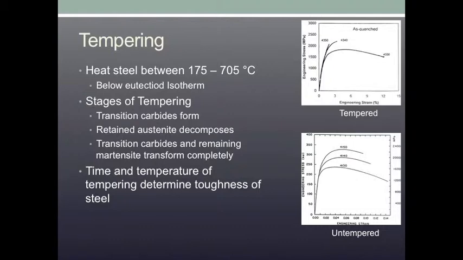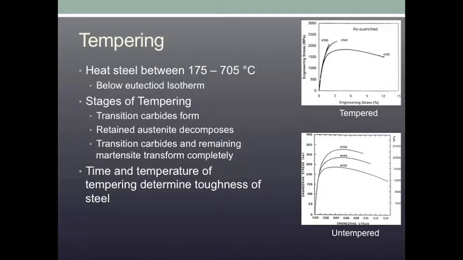Stage 1 is where the transition carbides start to form. An example of one of these would be Fe2.4C. The formation of these carbides start to occur as the steel begins to heat up. As this happens, carbon is allowed to diffuse. As the carbon diffuses out of the martensite and starts to form these carbides, martensite slowly reverts back to its lower energy body-centered cubic form. This transition starts to occur at temperatures around 150 degrees Celsius.